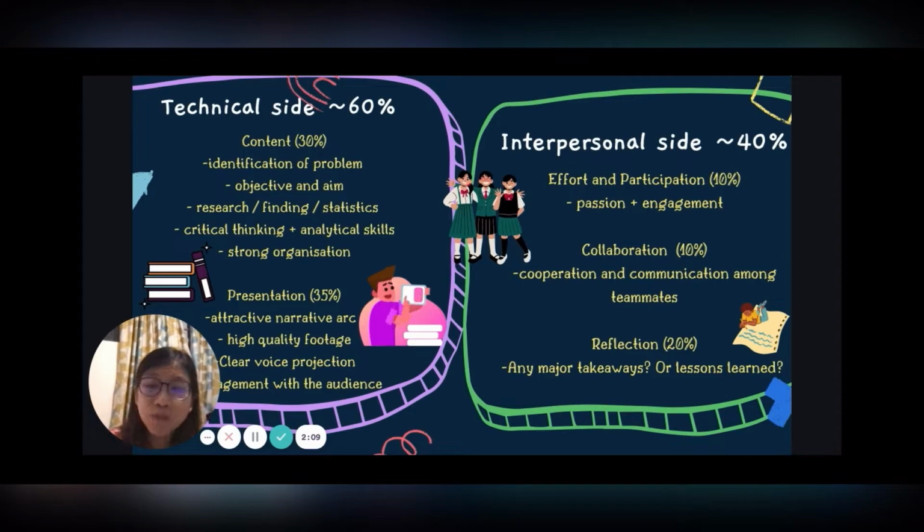On the interpersonal side, we want to see you being passionate and fully engaged towards the project, as well as your collaboration with others. Last but not least, we'll also be looking into whether you can reflect upon your own project or learn from other projects.